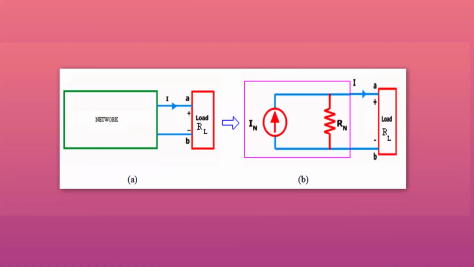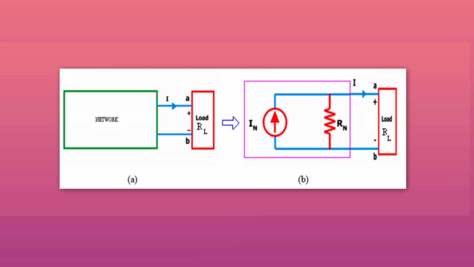The current IN will be divided in these two paths, that is the current flowing through this resistance RN and the current flowing through this IL. So IL is equal to what? IL is equal to IN multiplied by the resistance of the opposite branch, that is RN, upon the summation of the resistances of these two branches. One branch is this one, another branch is this one. So IL is equal to IN upon RN plus RL.